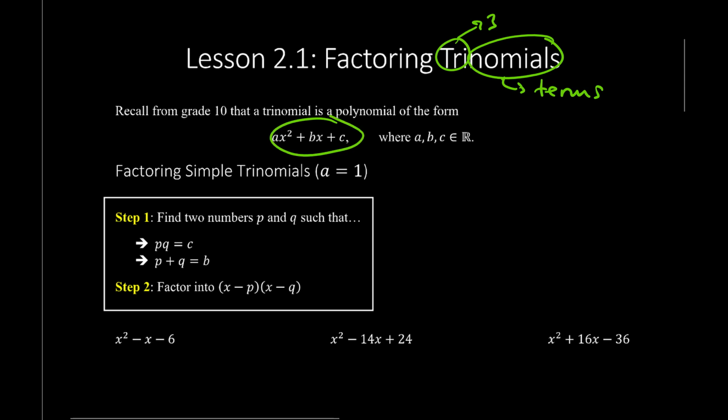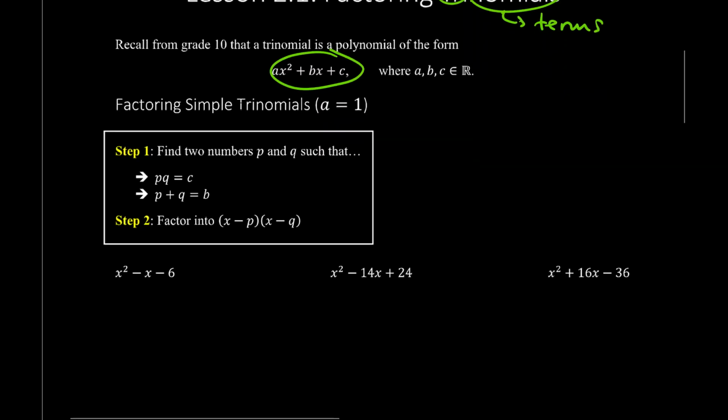All this fancy math language, A, B, C, and then this kind of pitchfork looking symbol, this really just means that A, B, and C are any real numbers that you want them to be, okay? And they're the coefficients in front of all the terms. So remember in grade 10, we factored what are called simple trinomials. So that's where the leading coefficient is 1.